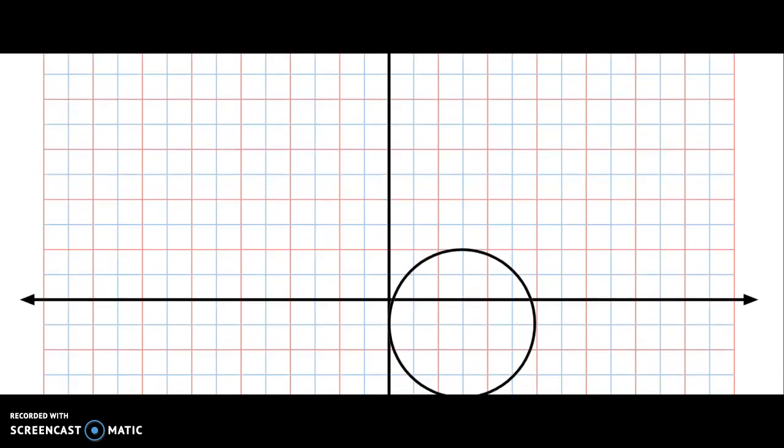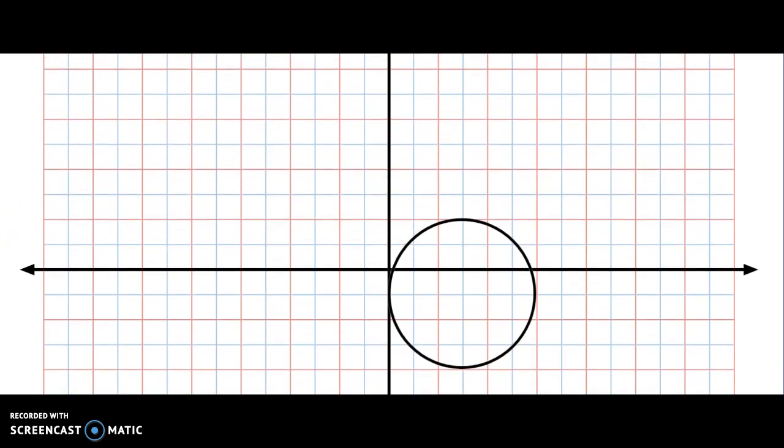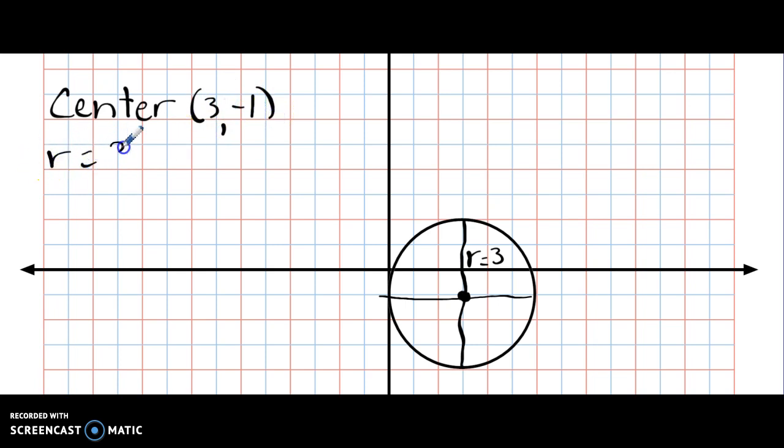So if we look at this circle and we want to know where the center is, first thing I'm going to do is see if I can find the center. I'm going to go 1, 2, 3, 4, 5, 6. So my diameter is 6, so my radius is going to equal 3. And I find the same thing from the left to the right. So this gives me the center of my circle. So my center is located at 3, -1.